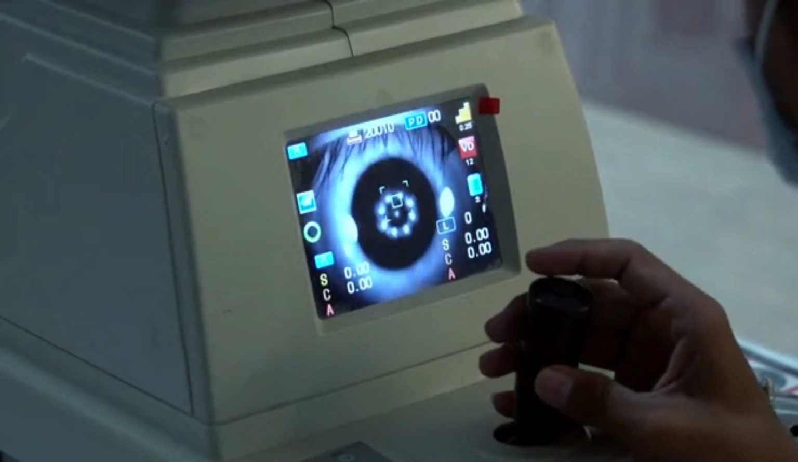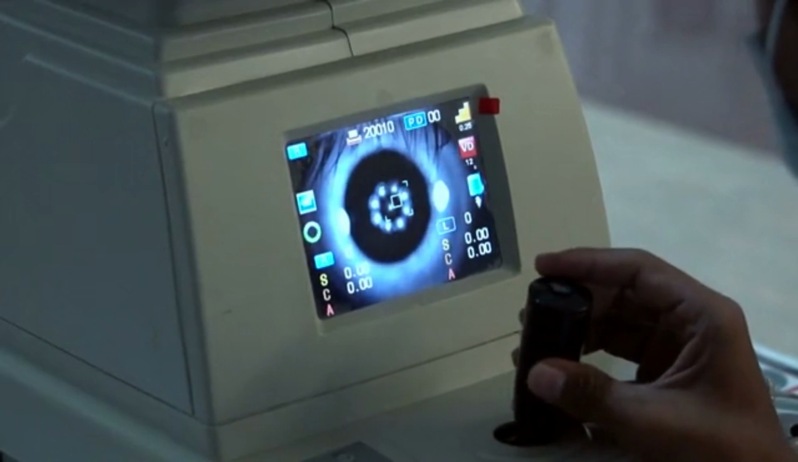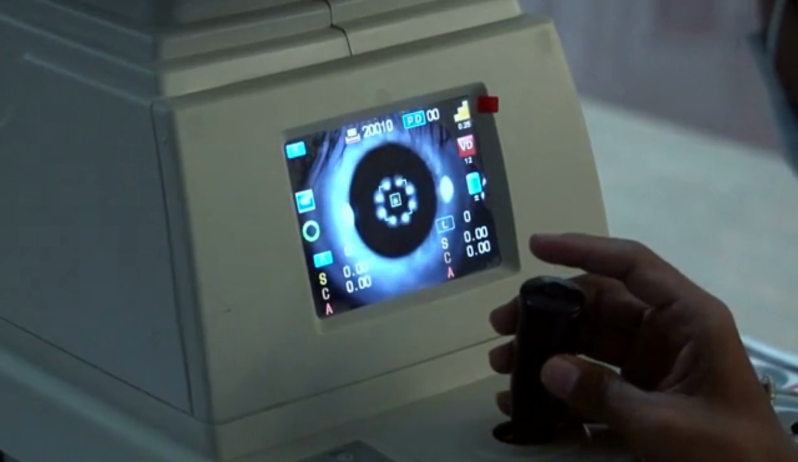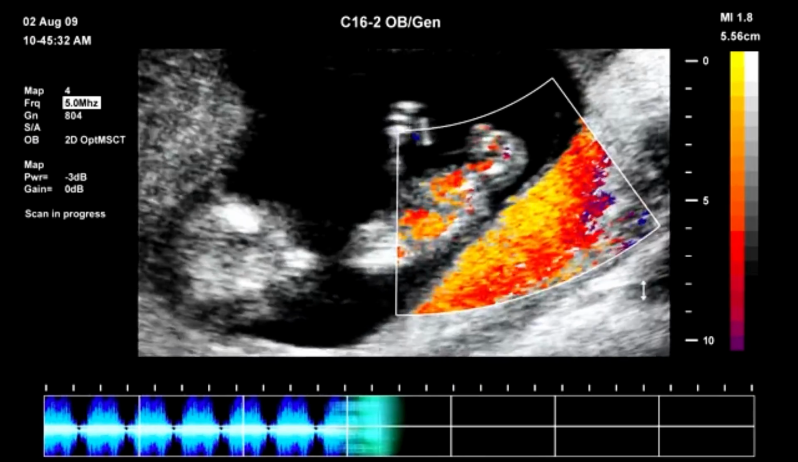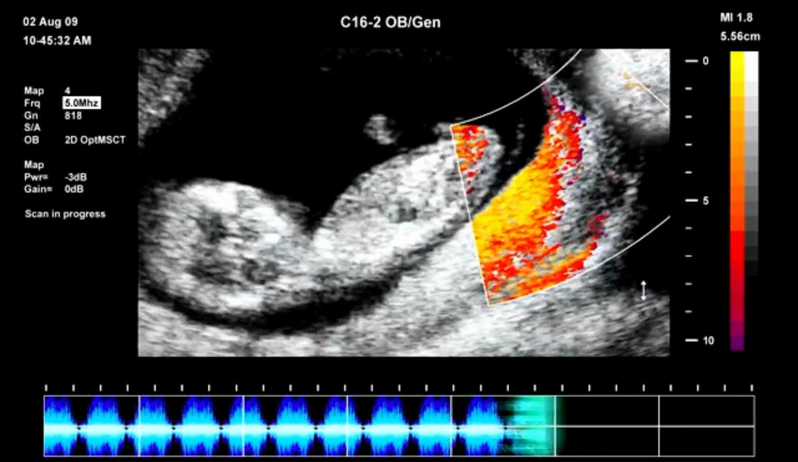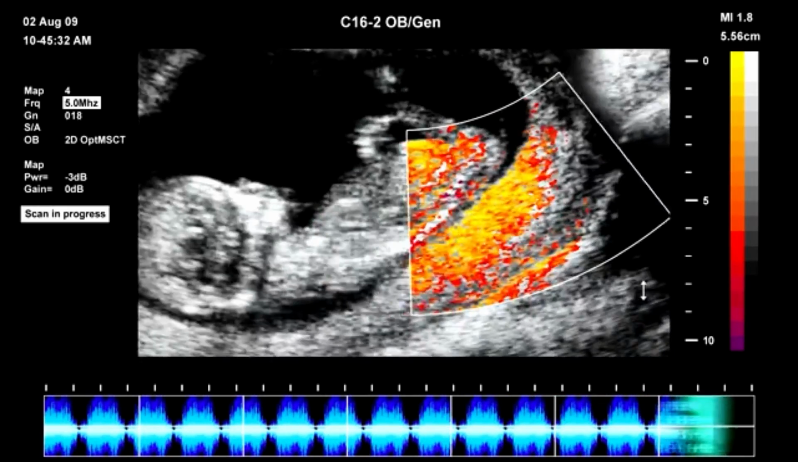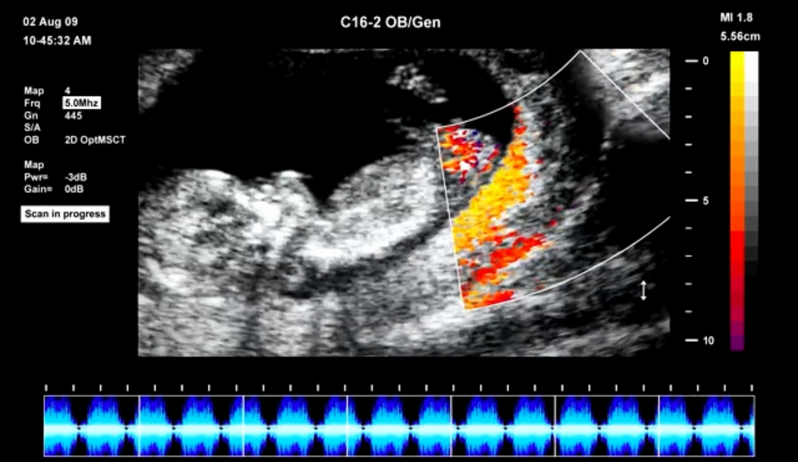The first line of testing that will be offered to someone who is suspected of having an ectopic pregnancy is an ultrasound. Ultrasound is not going to definitively diagnose an ectopic pregnancy, but it can help rule it out.